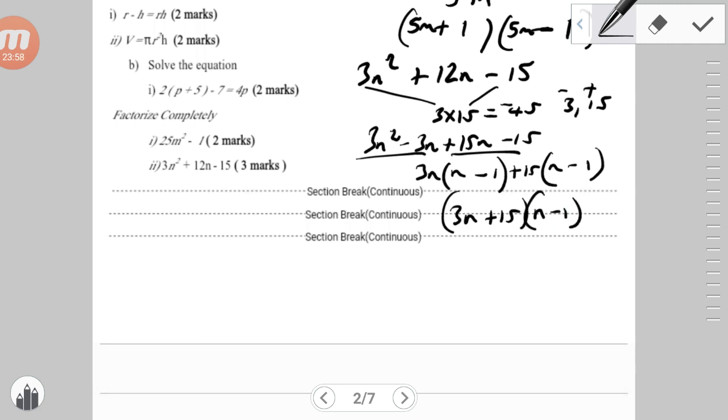This is not completed as yet, because I could still factor out 3. So 3 open bracket n plus 3 by n minus 1. That would be the complete factorized expression. The reason why we have an answer looking like this is because in the initial stage of the question, the whole expression could have been divided by 3 to make the working out easier. But here's what we have: simply 3 open bracket n plus 3 by n minus 1. All right, and that is it.